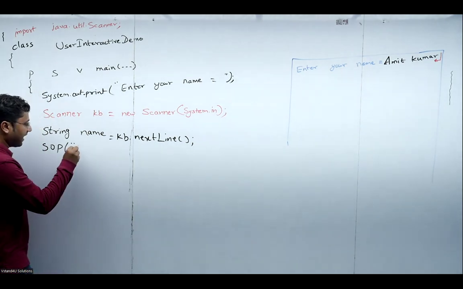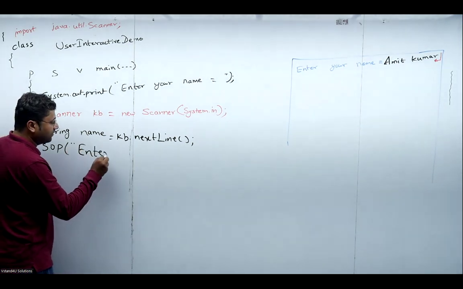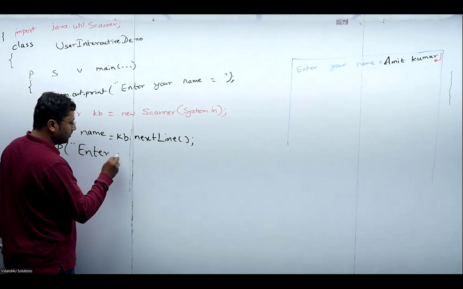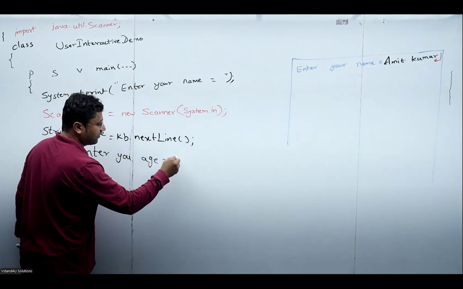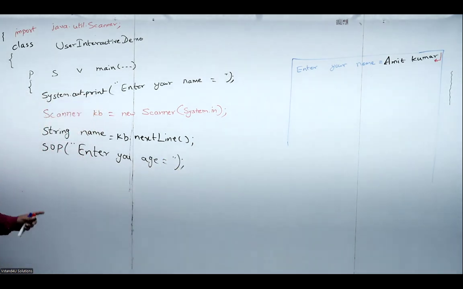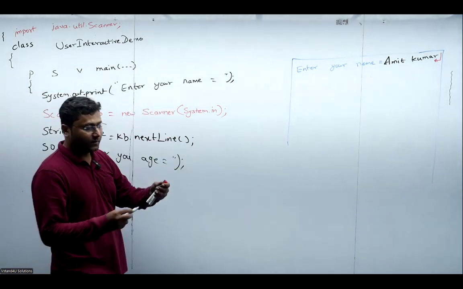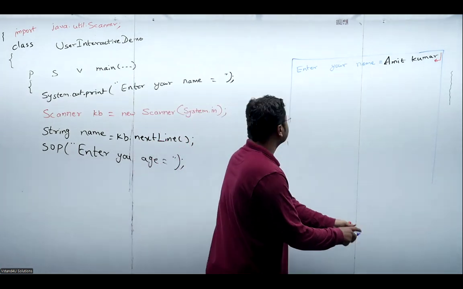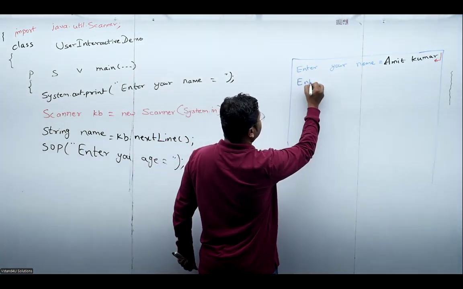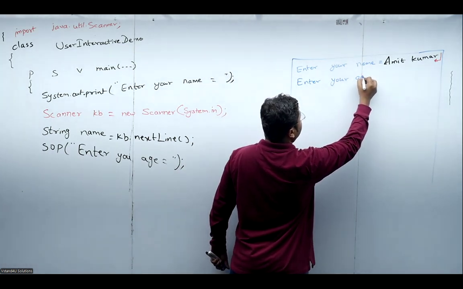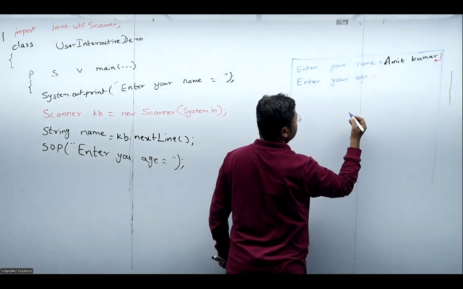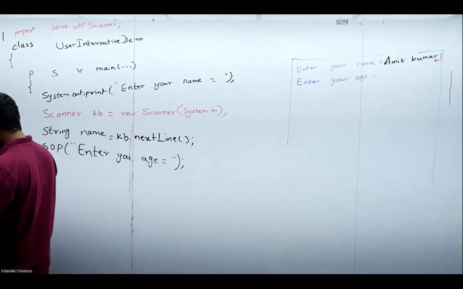Then I'm saying, what is the next thing I want? Enter your age equal to, in double quotes, closing. Done. So what will happen? This message will be printed on the screen, right? Let me write down that message. What is that? Enter your age equal to. Am I right? Enter your age equal to.